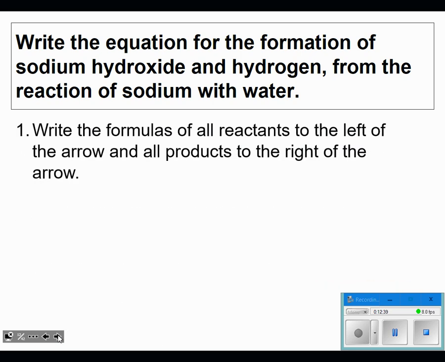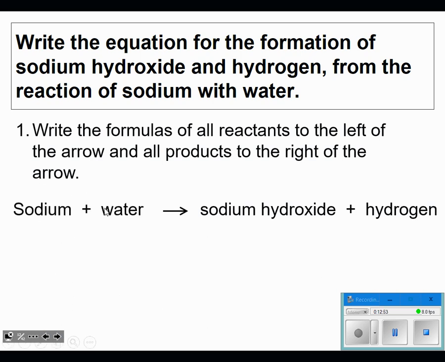We're going to write all the formulas for all the reactants to the left of the arrow, and then we're going to write all the products to the right of the arrow. For this particular one, our products are sodium hydroxide and hydrogen, and our reactants are sodium and water. Because we said the formation of these two, and that "and" really means our plus sign also. And then we said from the reaction of, so these are our reactants: sodium and water.